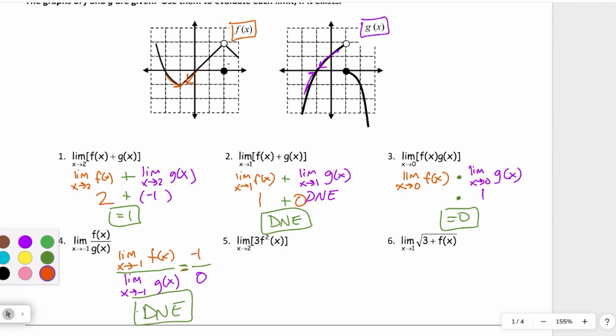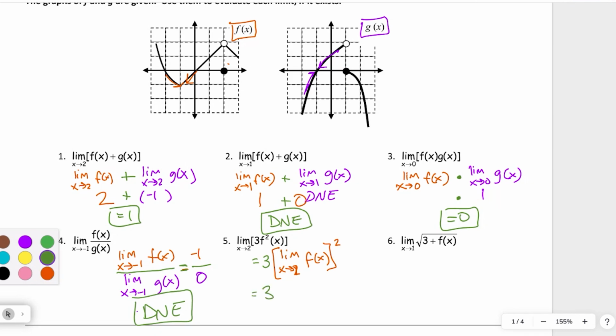This next one, we've got this kind of weird notation here, f squared of x. Basically, that just means that f is going to be multiplied by itself. So this is going to equal 3 times the limit as x approaches 2 of f of x. Let's turn that red so we can stay consistent with our color scheme. Not 1, but 2. And we are going to square this. So whatever this equals, we are just going to multiply it by itself.